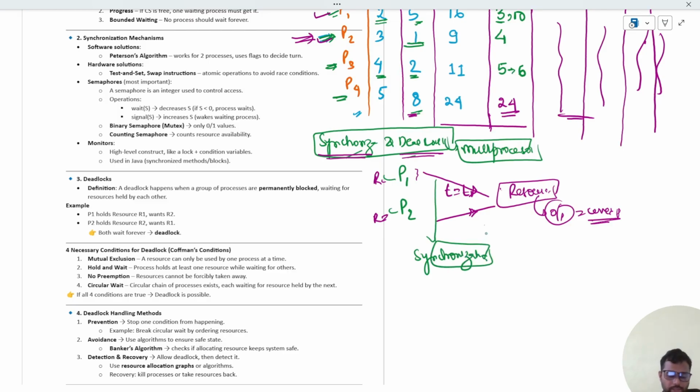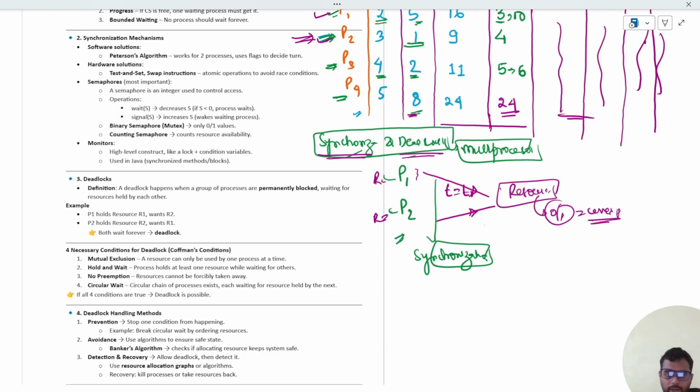We have understood what the problem is. So why do we require synchronization? So that the output of the processes is not inconsistent or unexpected. I have already explained the possible scenario once.